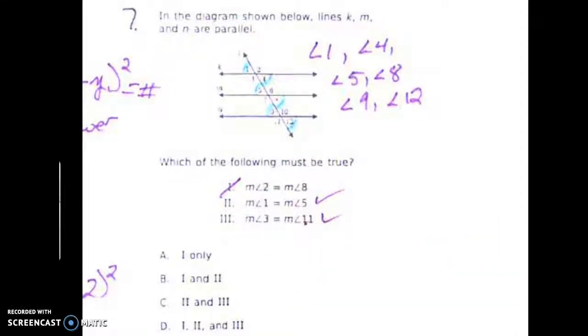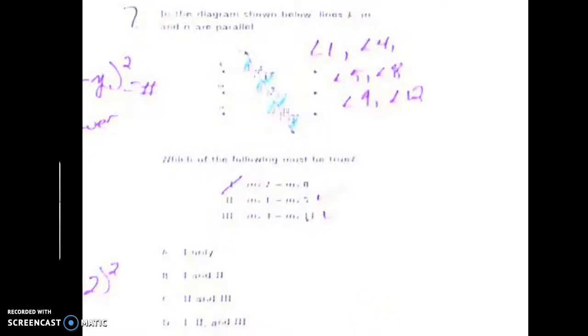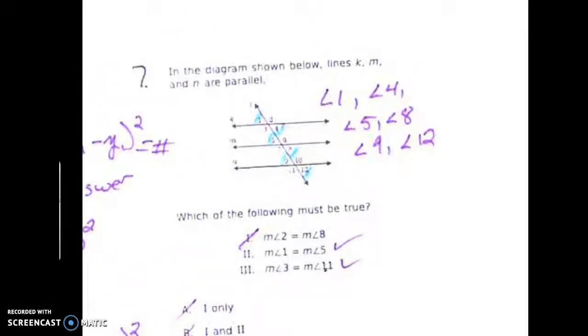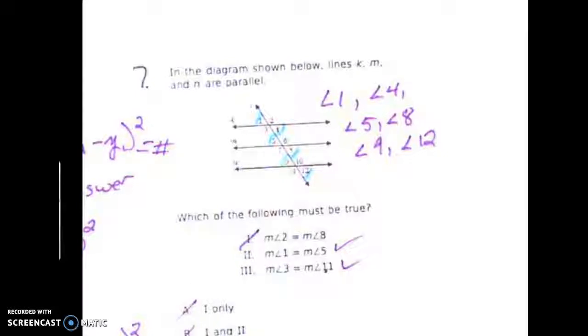So I'm looking at the fact that statement 2 and statement 3 are true. When I look at my answer choices, 1 only, I don't want that. 1 and 2, I don't want that. 2 and 3, that's what I want. Not 1, 2, and 3. So check the statements first before you go to the answer choices.